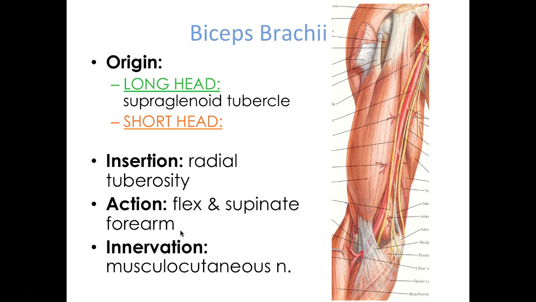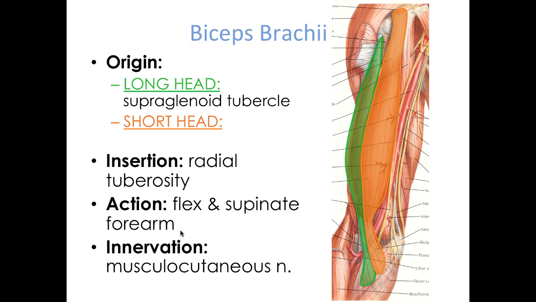Next we have your biceps brachii, and by the way, bi means two, sep means head, and brachii means arm. So this is a two-headed muscle of the arm. So that would make your triceps your three-headed muscle of the arm, right? So first we have our long head, and there's your short head.